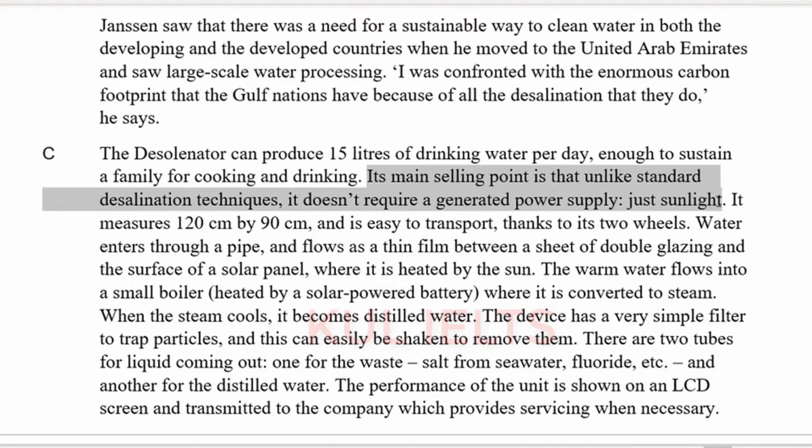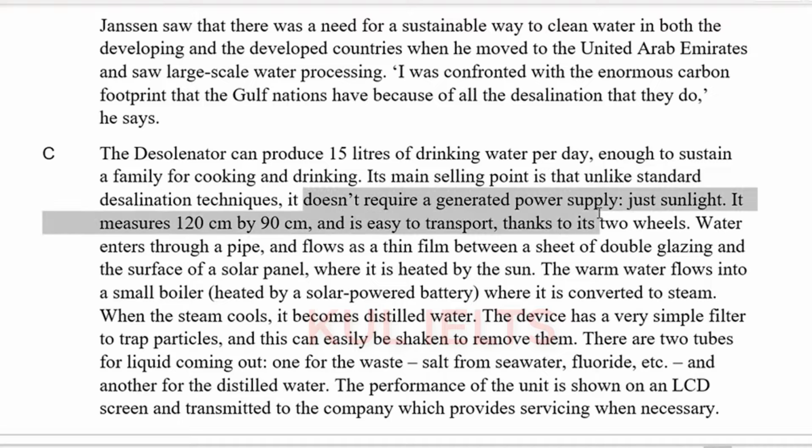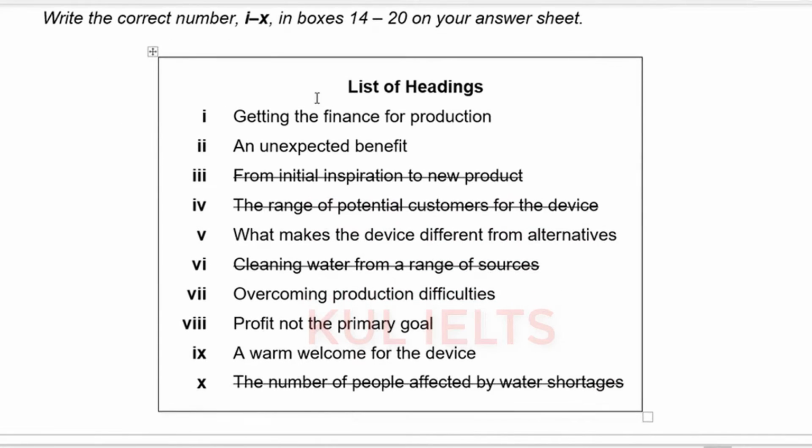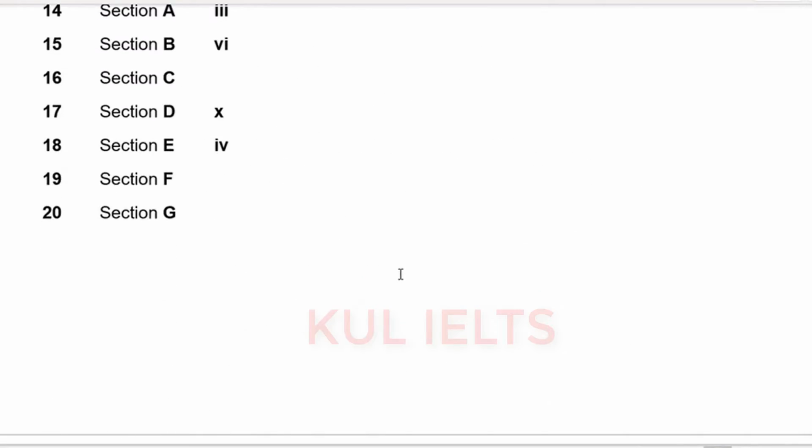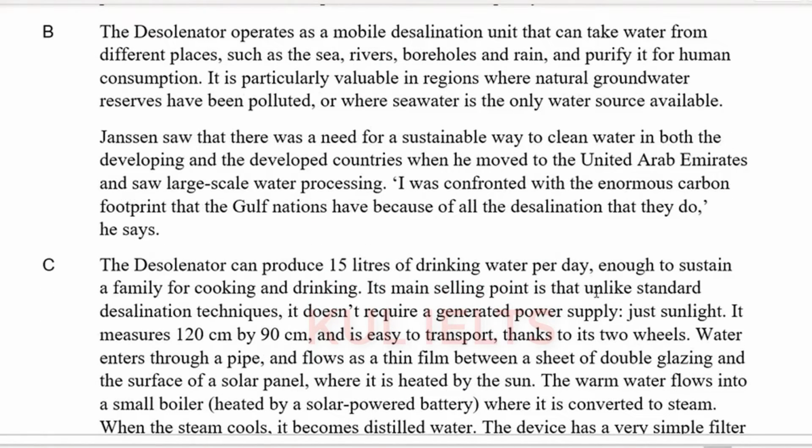And so I'm actually focusing in on this sentence over here. Its main selling point is that, unlike standard techniques, unlike usual, normal, traditional techniques, it doesn't require generated power. It just requires sunlight. And that, not finance, it might be unexpected, but I don't think so. I'm thinking, what makes it different from the alternatives? The unlike was a very strong word. Why is it different? Why is it unlike standard techniques, alternative techniques? What makes it different is that it doesn't require the supply, it just requires sunlight.